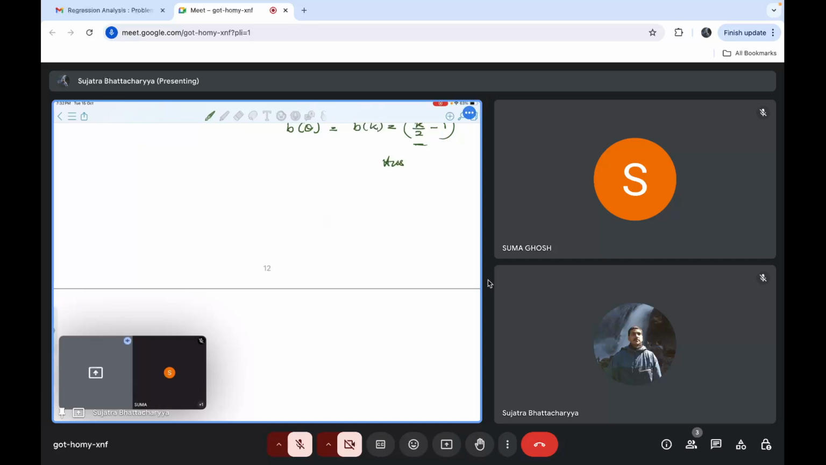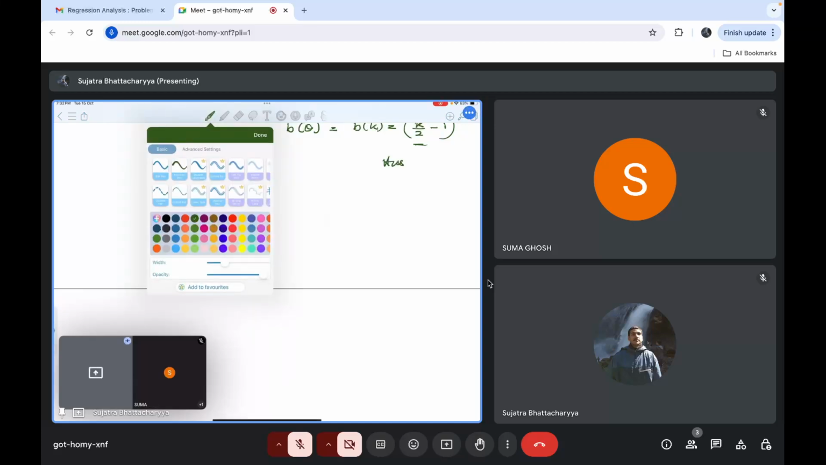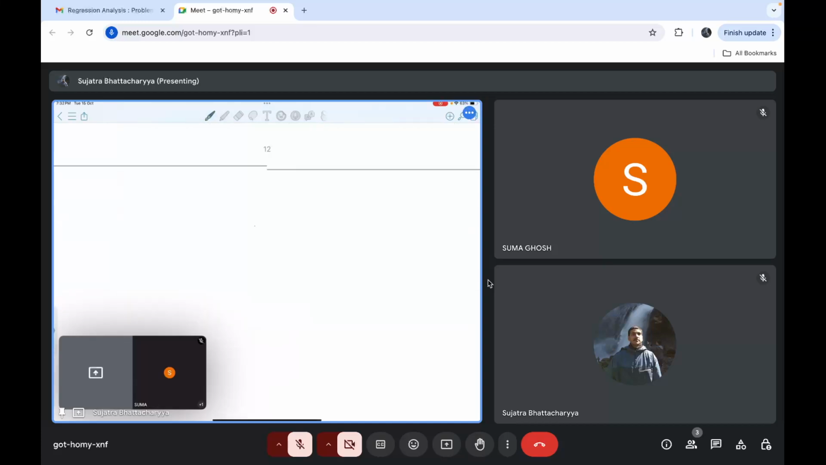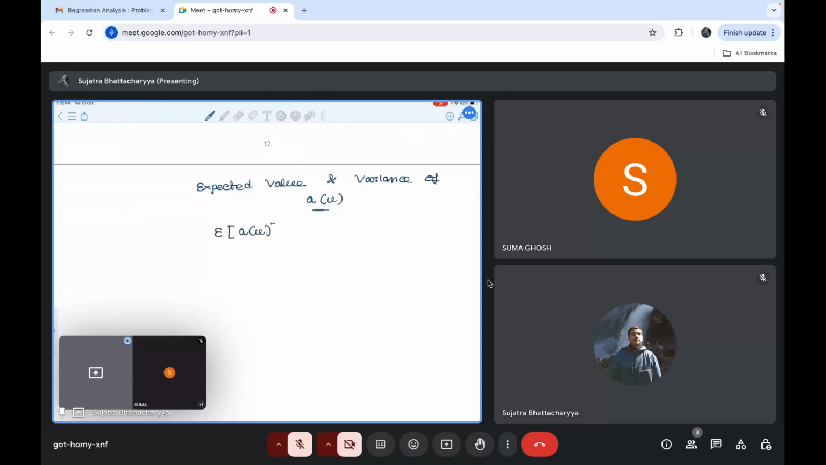Okay, so now we will move to the fitting of the generalized model. But before that, some small topics are left, which are the expected value and variance of the above distribution having A of u. So how to calculate this? The expected value of A of u is nothing but minus C.